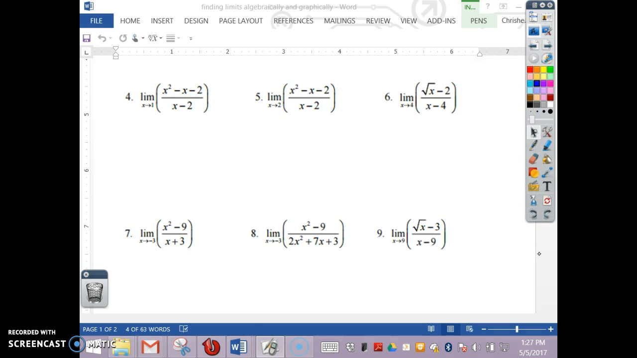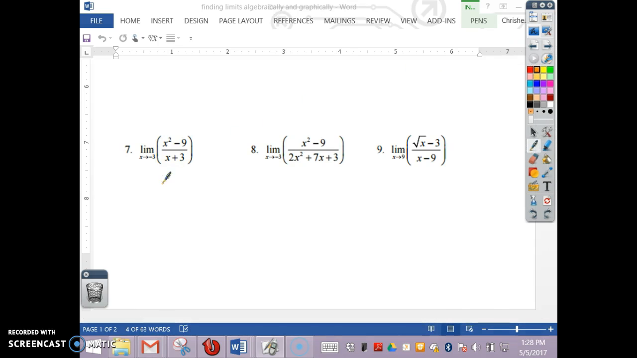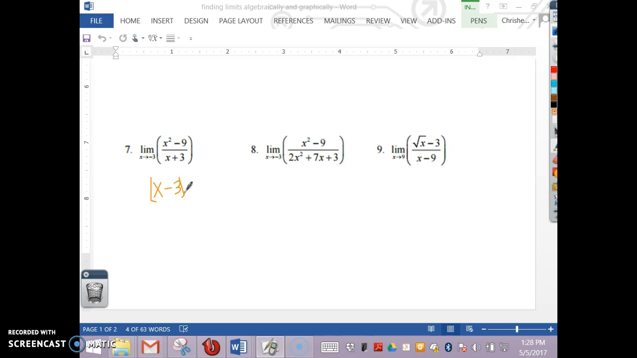This next one's super easy. The numerator is a difference of squares. X squared minus 9 factors into x minus 3, x plus 3. My denominator's x plus 3. Cancel, cancel. Now I can plug in my negative 3, and negative 3 minus 3 is negative 6. So what this is saying is exactly at negative 6, no, I don't have a value. I'm sorry, at negative 3. The point (-3, -6) is not on my graph. It's not there. There's a hole there. I know that because this cancels. Numerator and denominator cancel. That means there's a hole.